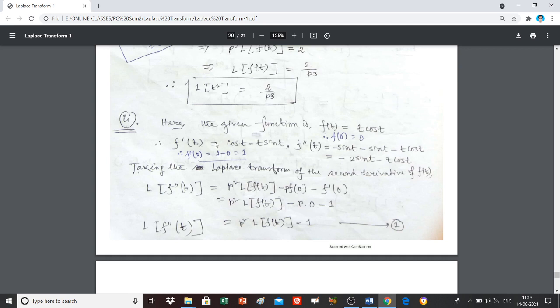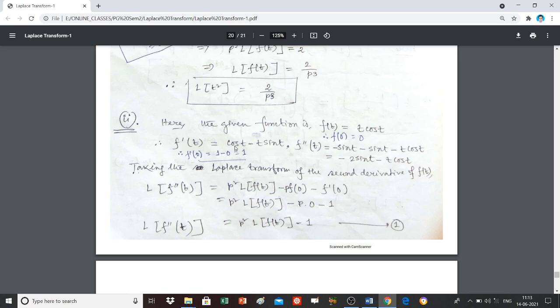So f'(t) is equal to, first take t as constant, so cos t is here, and the differentiation of t is 1, so this is cos t, and then take t as constant, and the derivative of cos t is minus sin t. So cos t minus t sin t is the first derivative f'(t) of the given function. And from here f'(0), with t equal to 0, the first term gives you 1, and the second term gives you 0. That means f'(0) is equal to 1.